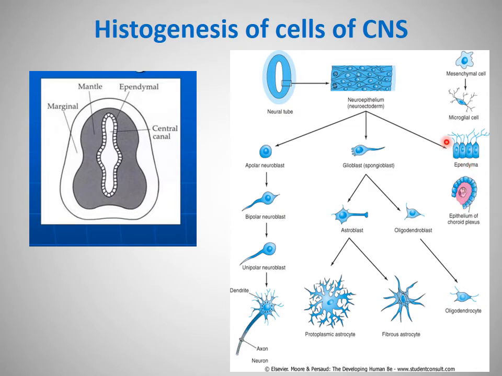Then the other type of cells are the microglia cells. These microglia cells are formed from the mesenchymal cells. They are not formed from the ependymal cells of the ependymal zone. So they are from the mesenchymal cells. So this layer is the mesenchymal layer, and these are the microglia cells. They are derived from the mesenchyme.